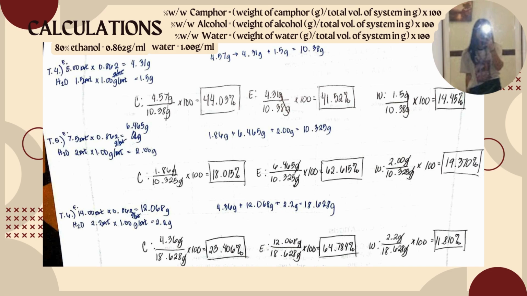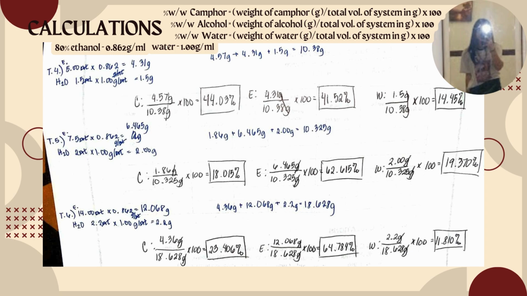For our water, we have the 1 gram per ml density. So 2.2 ml of water times 1 gram per ml. Cancel out the ml units. We have 2.2 grams. And then next, we have to solve for the total volume of system in grams. Just add the grams of camphor, alcohol, and water. So we have 4.36 grams plus 12.068 grams plus 2.2 grams. We have a total of 18.628 grams.